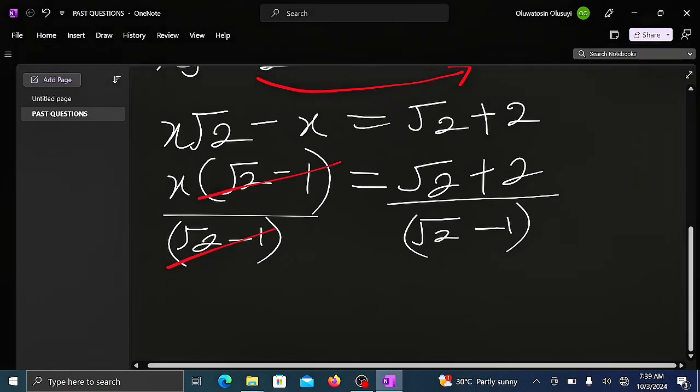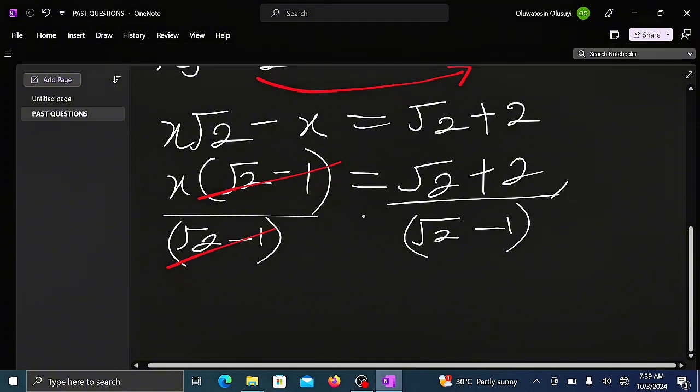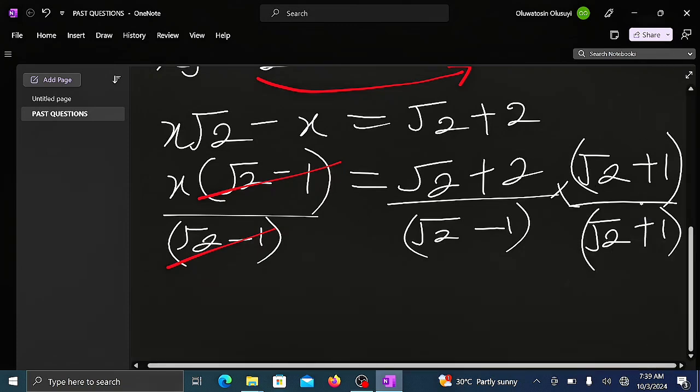What do we have? This cancels out this, right? And on the right hand side, we can't leave our answer like this. We can't say x is equal to this. The denominator is irrational, so we have to rationalize. In rationalizing, you have root 2 plus 1 upon the same thing. It's just a manipulation, because if you divide through the same thing, that will give you 1. So we've not changed anything. We're just trying to make sure we get a better simplification.